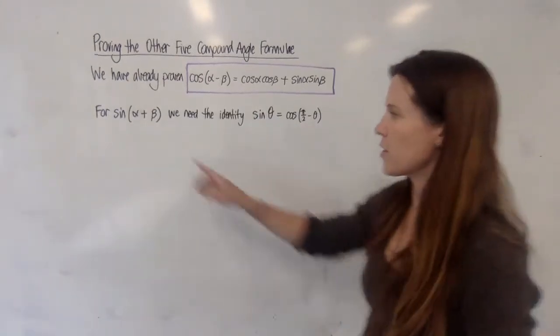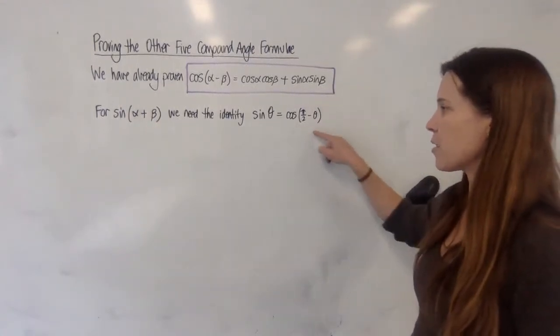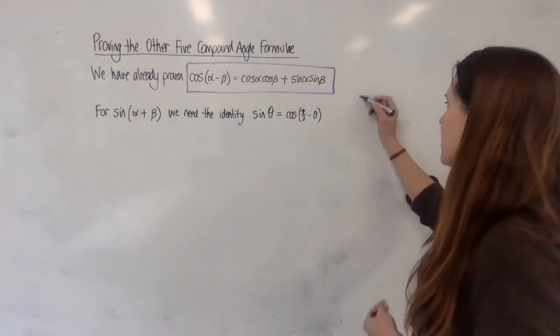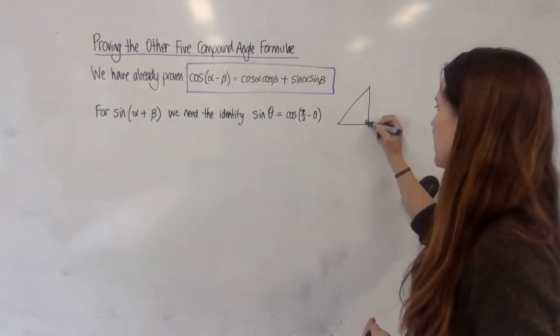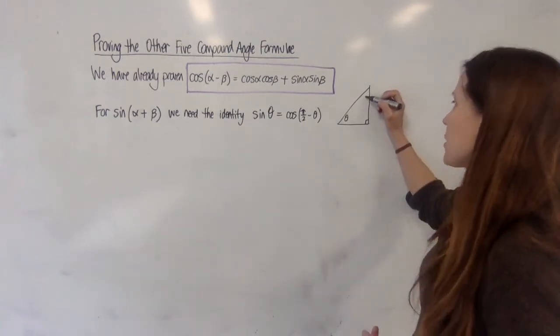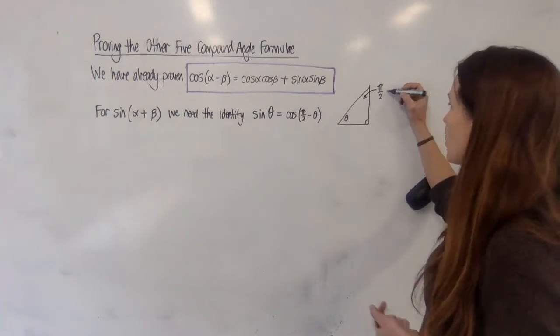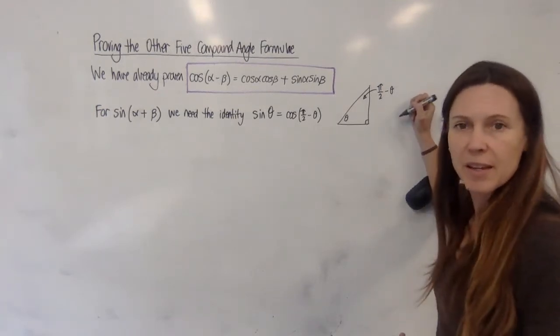Now, proving sine of alpha plus beta is a little bit trickier. We actually need this identity to be able to do it. Now, we've seen this identity a bunch of times before. We know that in any right-angled triangle, if you call one angle here theta, then the other one must be 90 degrees minus theta. And now that we're calling 90 degrees pi on 2, because we're working in radians, we can see that this angle must be this.